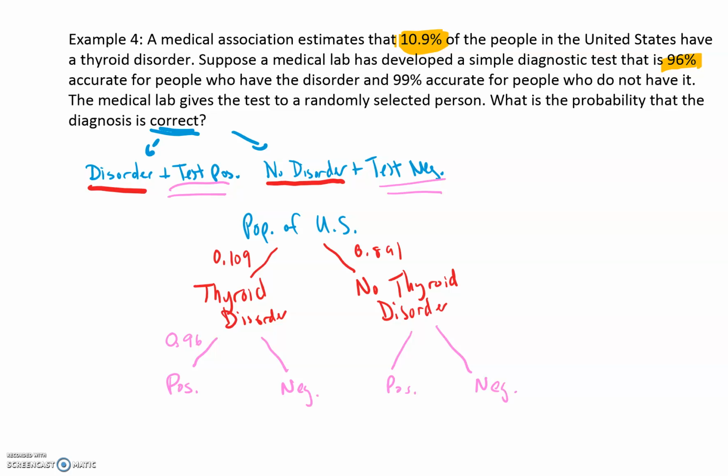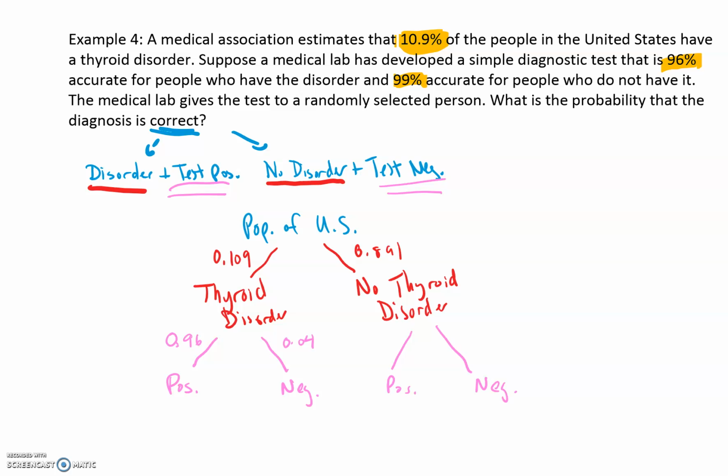So then what does that mean for the negative? Well, remember these two, positive and negative, have to add up to 1 because you're either going to get a positive or a negative result from this test. So that means 4% or 0.04 are going to get the negative, and that would be an incorrect diagnosis, right? Same thing if we look at the last percentage. Now it's telling us there's a 99% accuracy rate for people who do not have it.